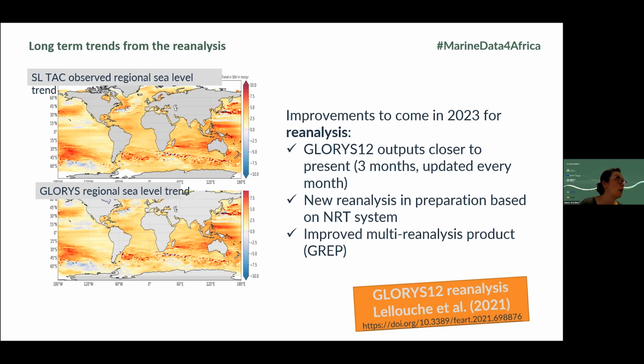What you see on the left is the validation of the long-term trends from this reanalysis. So GLORYS, the sea level trend was computed from GLORYS12 on the lower plot and compared with the observed sea level, regional sea level trend map, sorry. So you can see that the two maps are very similar, and we obtain very nice sea level trends with these three analyses.